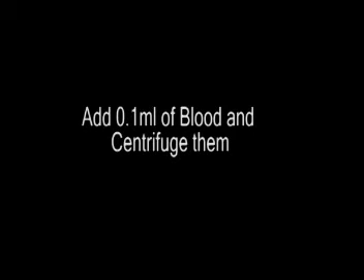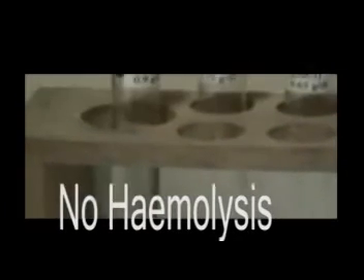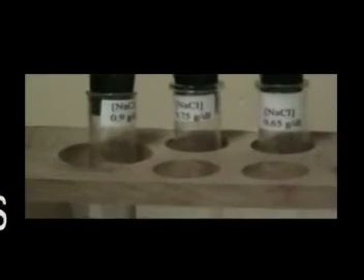Then we add 0.1 milliliter of blood to each tube and centrifuge the tubes. After that, some tubes look very clear like this, and some tubes are reddish in color, suggesting hemolysis. We'll have a look at each and every tube.